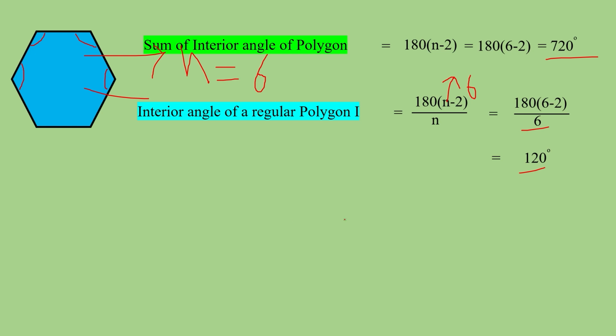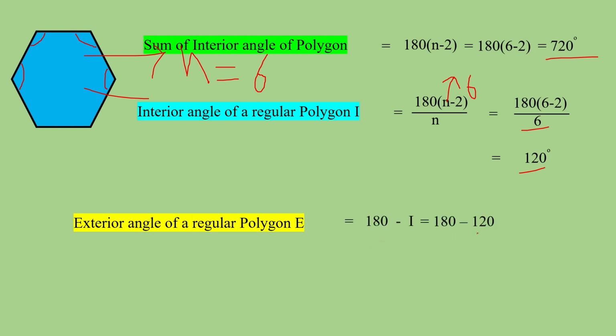Suppose you want to calculate the exterior angle of the polygon. By using this equation, we can calculate 180 minus I, where we just calculated the interior angle of this polygon as 120 degrees. So we put 120 in place of I, then we get 60 degrees. And we can also calculate the exterior angle by using this formula, 360 upon n. So we put 6 in place of n, then we get 60 degrees also.